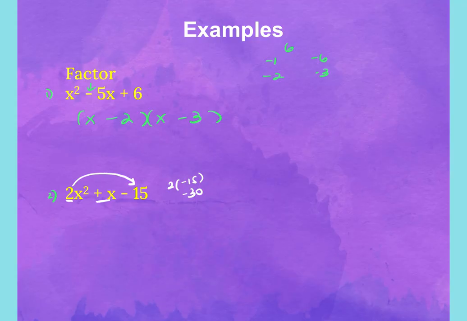So I can do negative 1 and positive 30, doesn't work. Negative 2, positive 15, doesn't work. Negative 3, positive 10, doesn't work. Negative 5, positive 6, and that's the one that adds up to 1. So 2x squared minus 5x plus 6x minus 15, and then we factor by grouping.